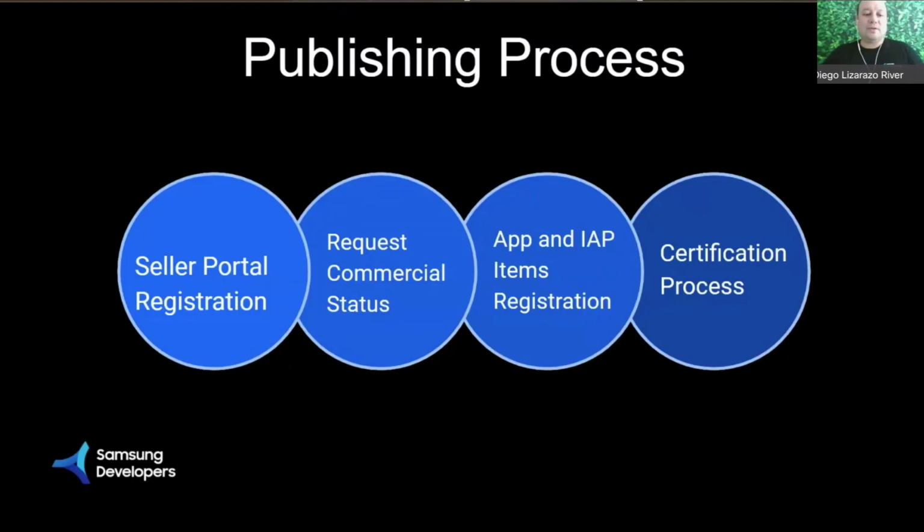The first one is to go to the seller portal and register. We're going to check that in a second. Then you are supposed to request a commercial status. After that, you register your application and the items that you're going to sell in your application, so in your game. And finally, you submit that game and it starts the certification process. After that, it's published and pretty much anyone is going to be able to start playing your game and start buying items or, in general, having in-app purchases.